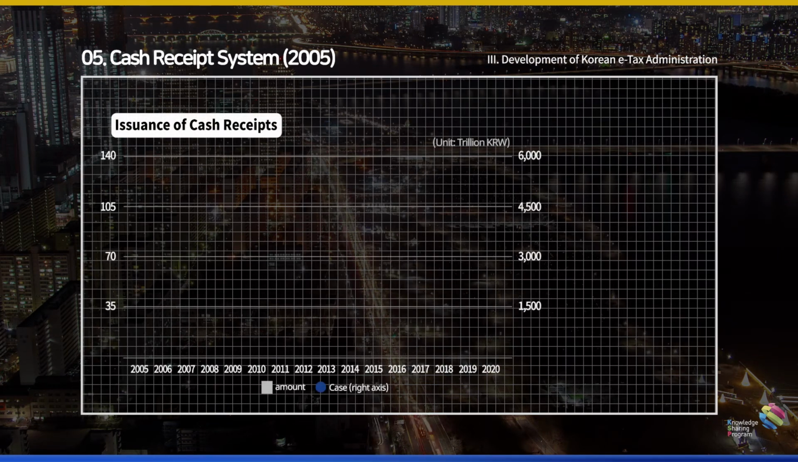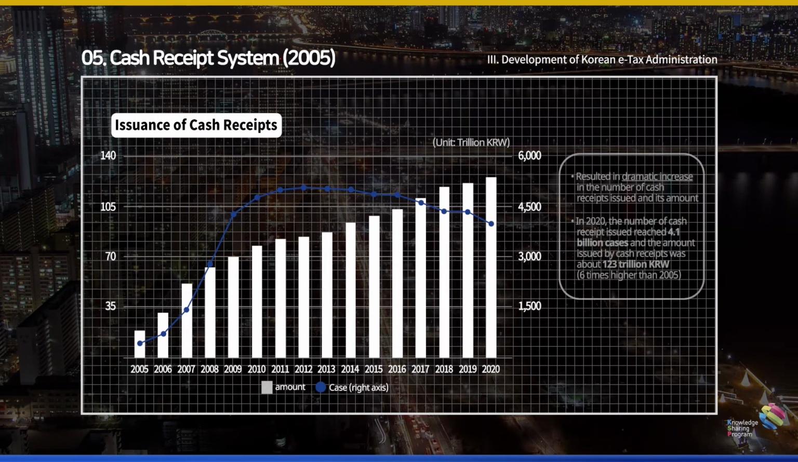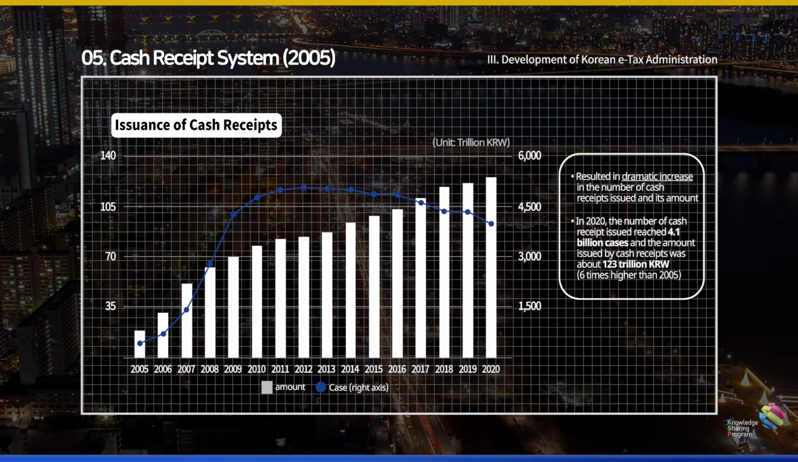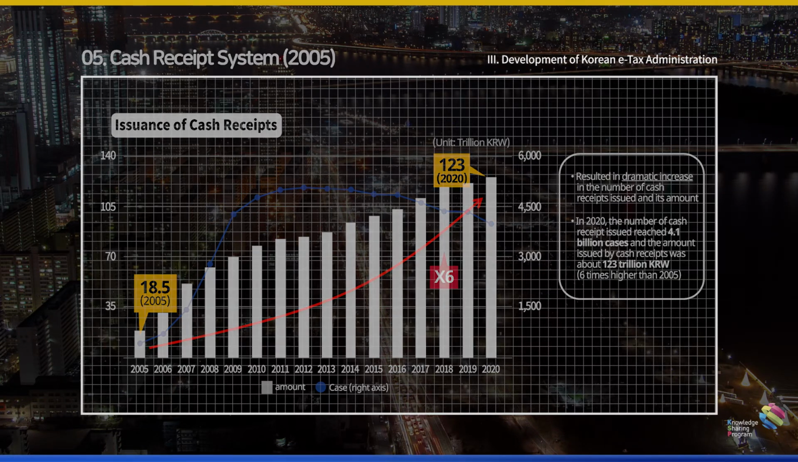Ever since the introduction of the cash receipt system, the issuance of cash receipts dramatically increased, and in 2020, the total reached 4.1 billion cases, which amounts to 123 trillion Korean won. This amount was 6 times higher when compared to 2005.